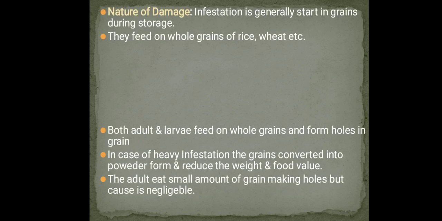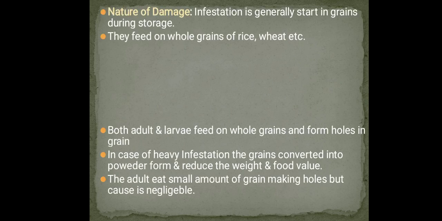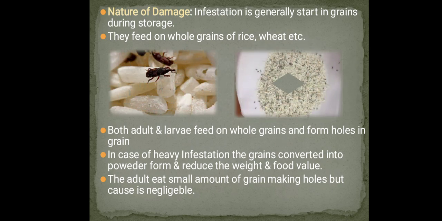Then we see the life cycle of this larva. This rice weevil again shows the complete type of metamorphosis from egg to larva, larva to pupa and pupa to adult.